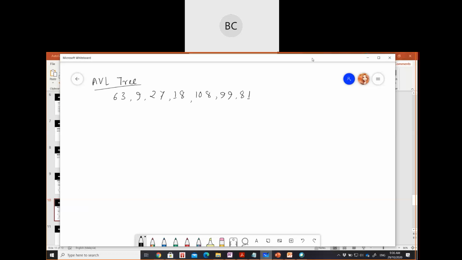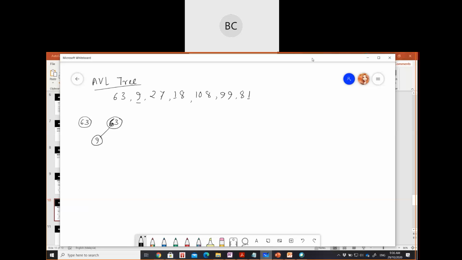So for any binary tree, we will always start from the left side. That means 63. First we will add 63. It will be our root node. Okay. So next we have 9. So remember, the 9 will be added where? It's a binary search tree. AVL tree is also a binary search tree. So 9 will go where? Left or right? Left, correct. So 9 will be added here.